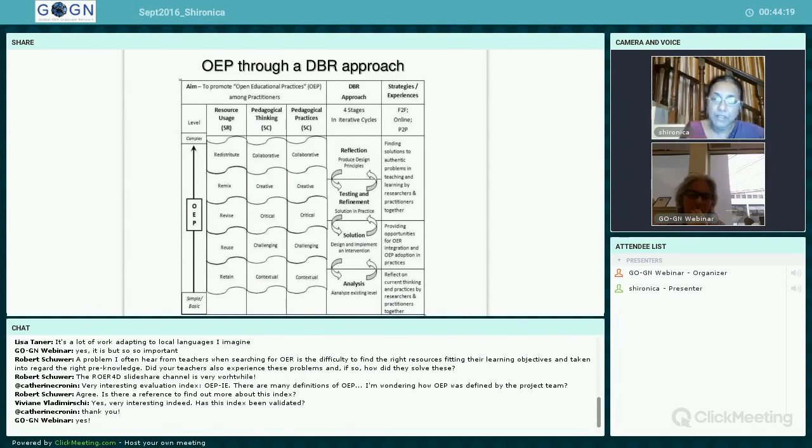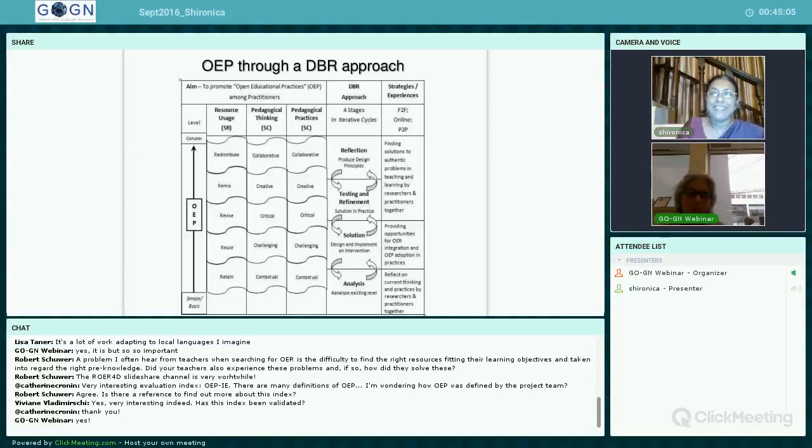The practitioners, or the teachers in this case, were empowered to do certain things which they were not able to do before. That is, using the resources in more creative and innovative ways without being worried about legal limitations. So with OEP, we are thinking this change of practices, this use of resources in more innovative, creative and collaborative ways, is enhancing their open practices.